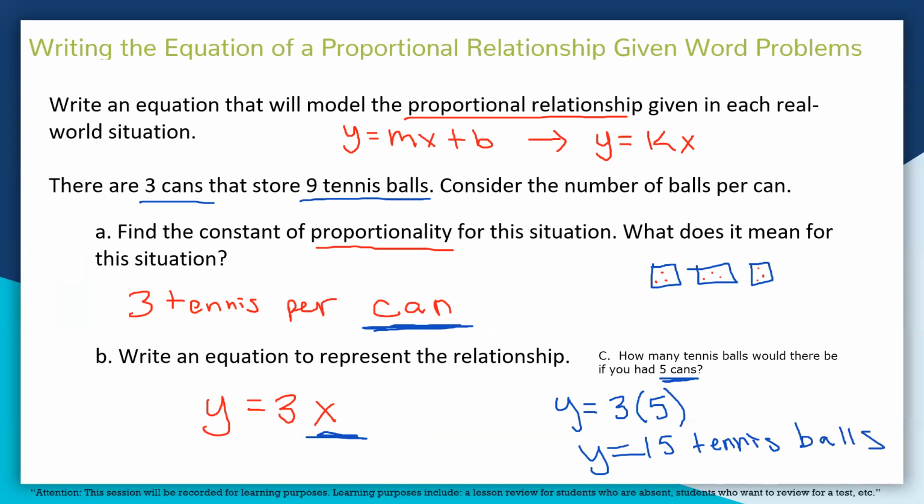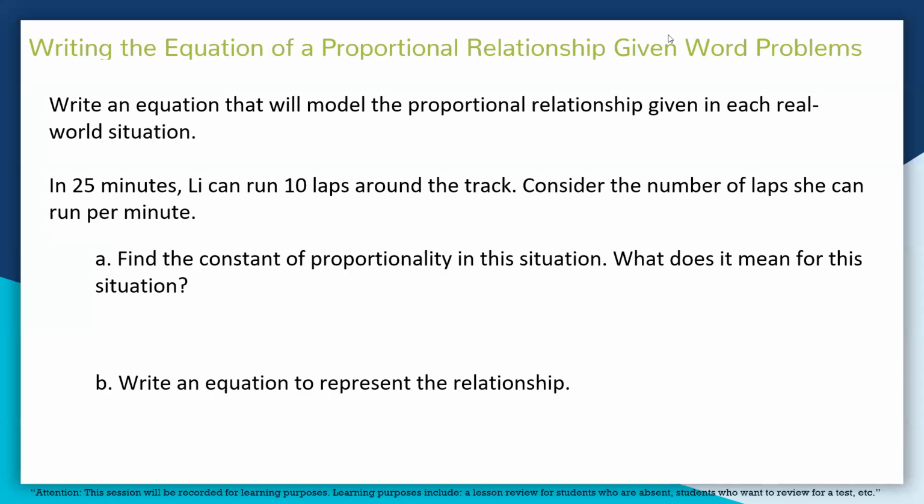Perfect. All right, last problem here. Write an equation that will model the proportional relationship given in each real world situation. In 25 minutes, Lee can run 10 laps around the track. Consider the number of laps she can run per minute. So find the constant of proportionality and what does it mean?